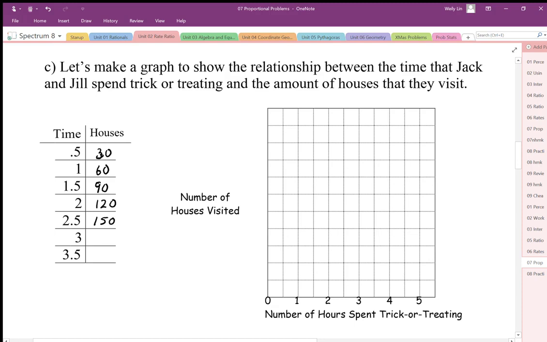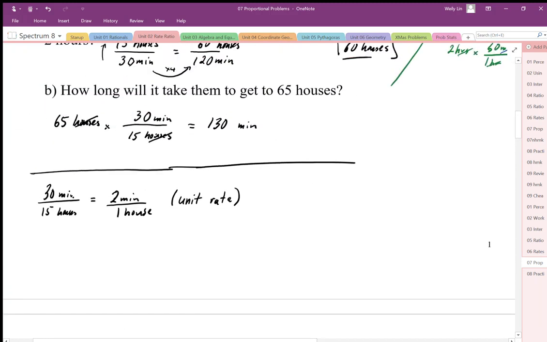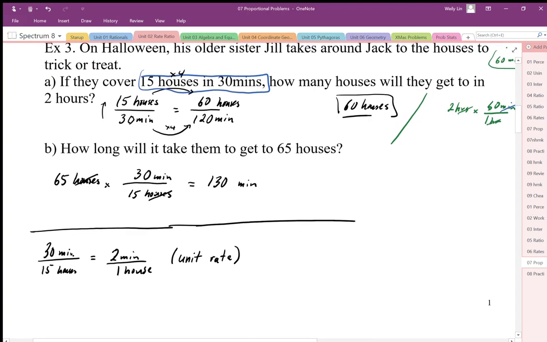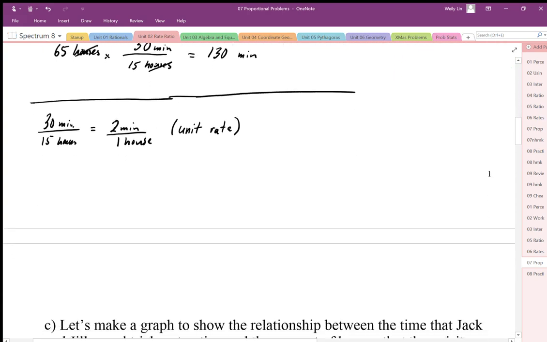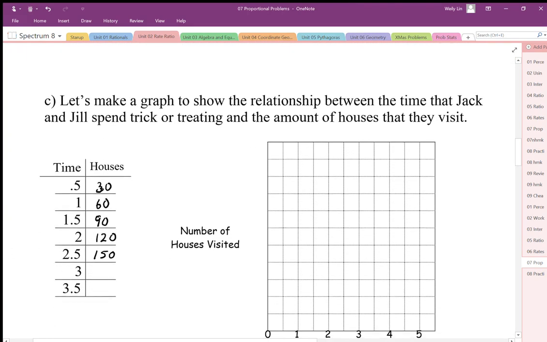So that is definitely a rate, because if you look at the problem, 30 houses in half an hour. Sorry, 15 houses in half an hour. So I think I've made a mistake here, didn't I? Okay, so we have 15 houses in half an hour, 30 houses in 1 hour. Okay, 45 houses in 1.5 hours, 60 houses in 2 hours, 75 houses in 2.5, okay, etc.